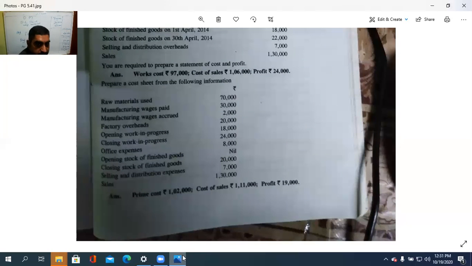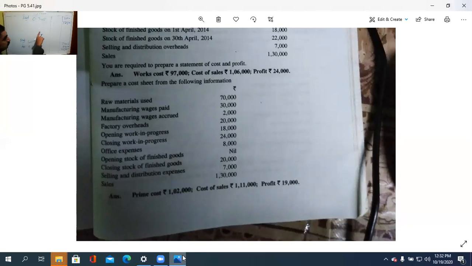Along with that, office expenses need to be added, isn't it? So add office expenses. How much is it? 8,000. Office expenses 8,000. That gives 1,24,000.